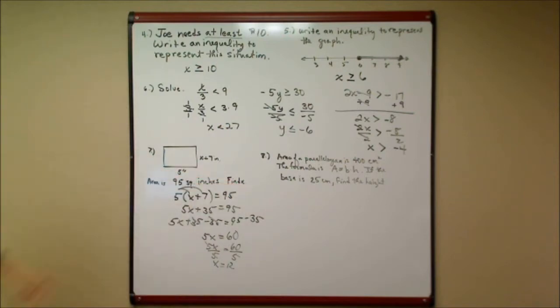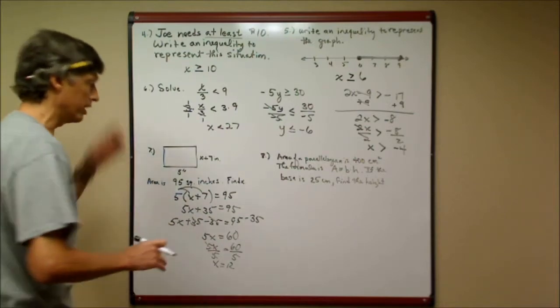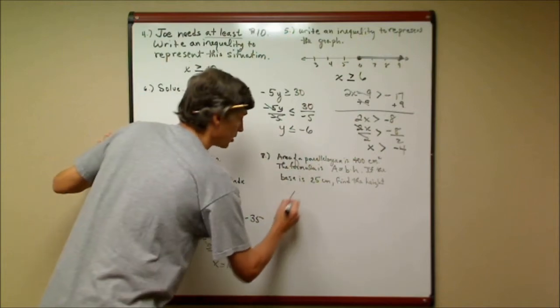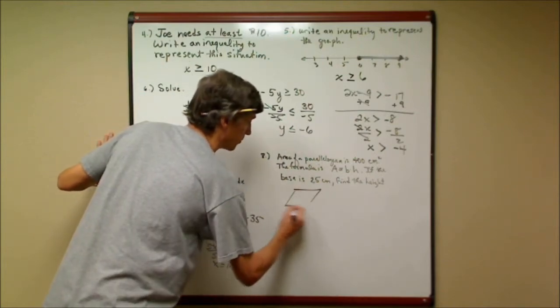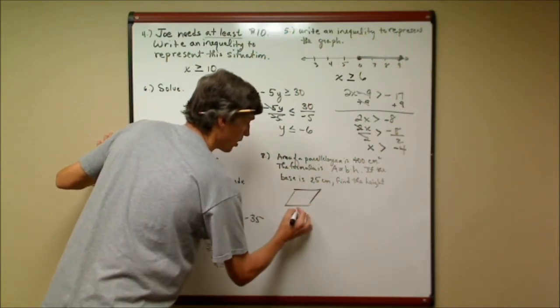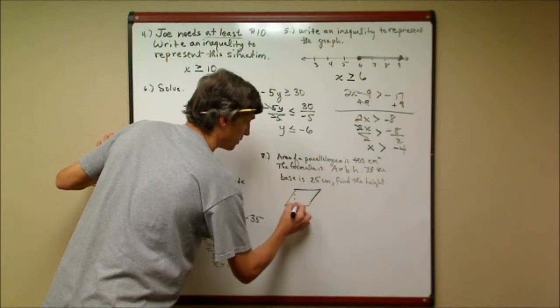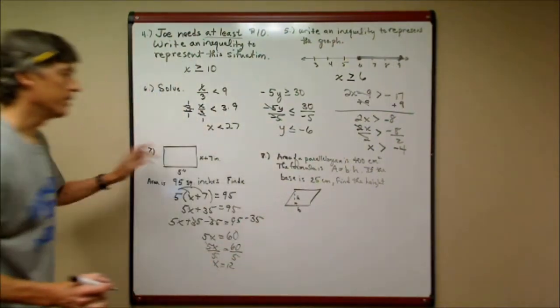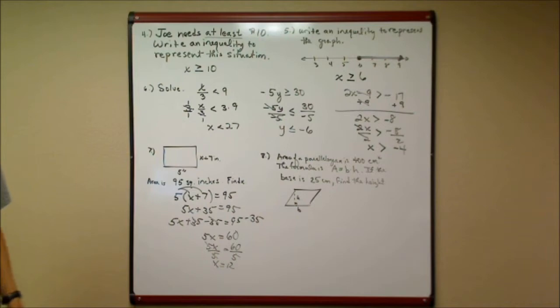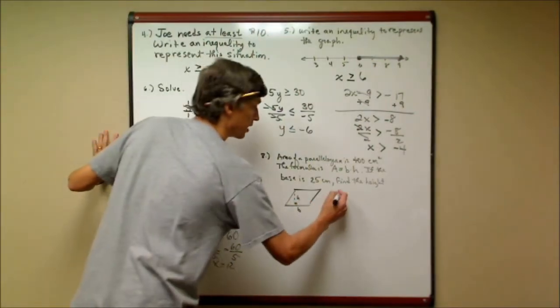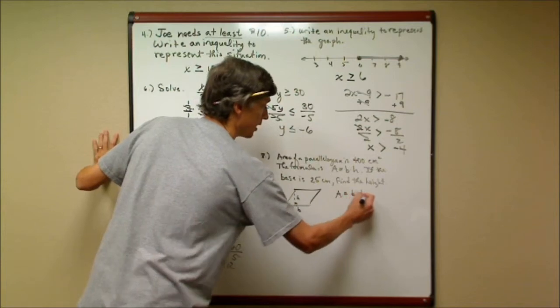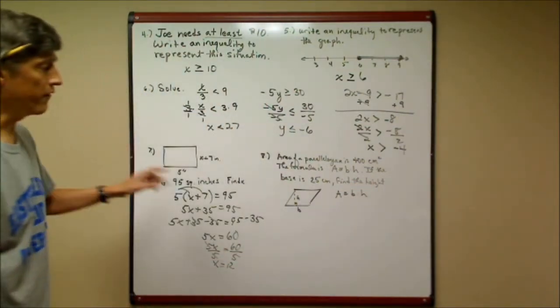All right, now, the last example doesn't look like it, but it's also going to give me an equation. It says that the area of a parallelogram, now if you're not sure what a parallelogram is, it looks like a rectangle that kind of got tipped over. We'll call this the base, and this perpendicular distance here, the height. The area of a parallelogram is 400 square centimeters. The formula is area equals base times height. So I'm going to write that down right here. If the base is 25, find the height.